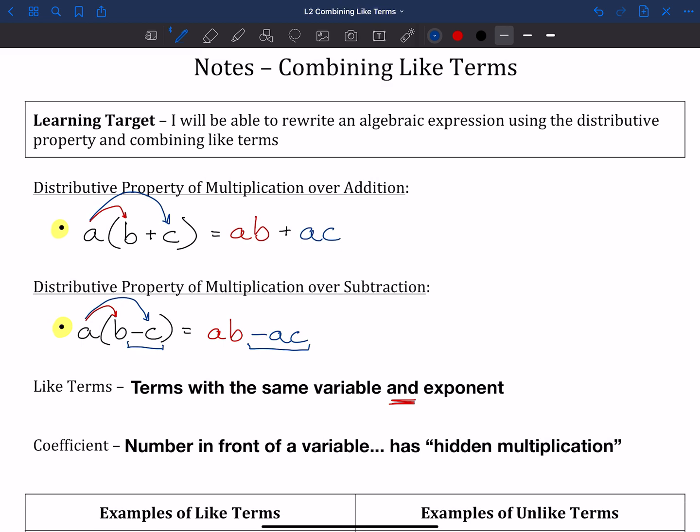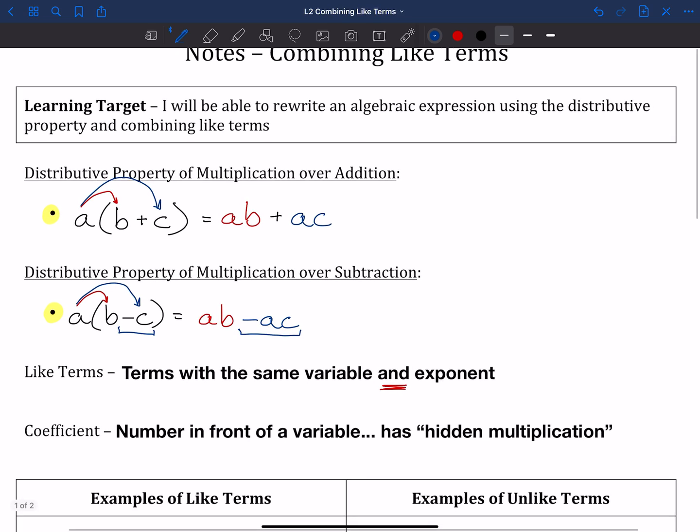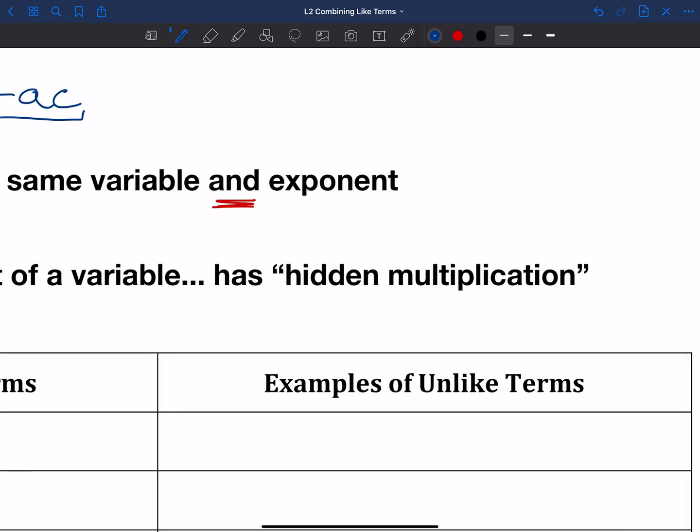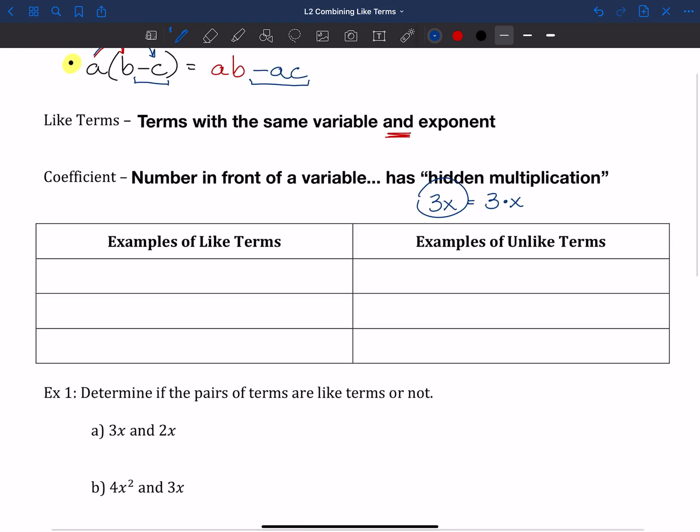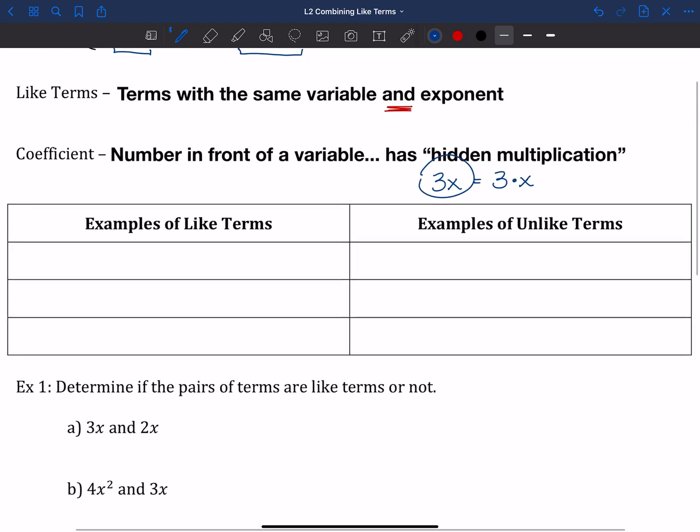When we're adding and subtracting like terms, we also need to pay attention to the coefficient, which is just the number in front of a variable. It has hidden multiplication. What I mean is that if you have 3x, that really is the same thing as 3 times x. It's telling me there's this thing, x, and I have 3 of it, so it's 3 times that much. We just shortcut it and write it as 3x. Okay.